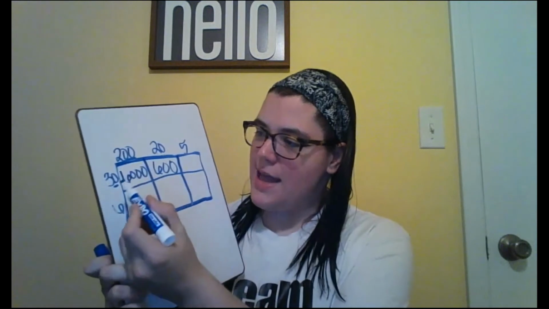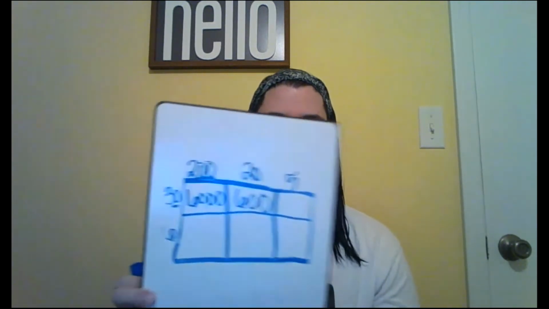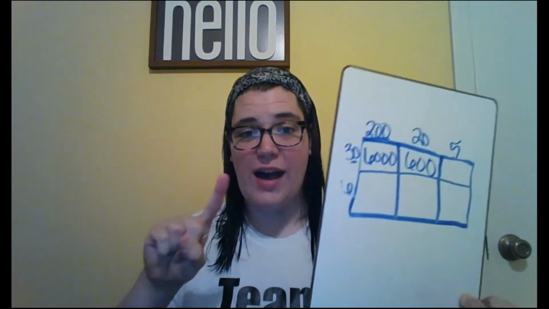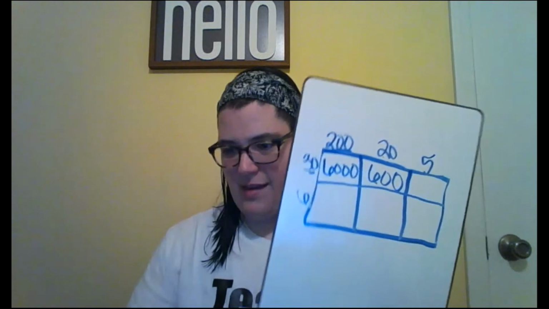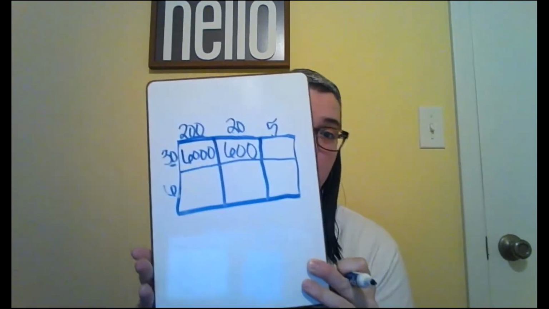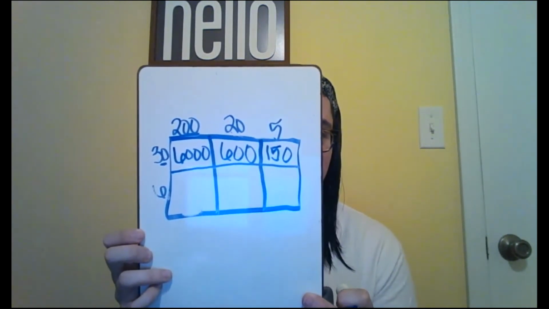Then we're going to go to this last box all the way over. 30 times 5 is going to go right there. So let's think about what is 3 times 5. We can count by 5s. 5, 10, 15. 3 times 5 is 15. And then we're going to add that 0 from our 30. So it gave us 150.